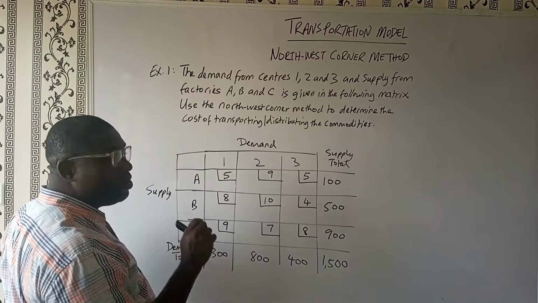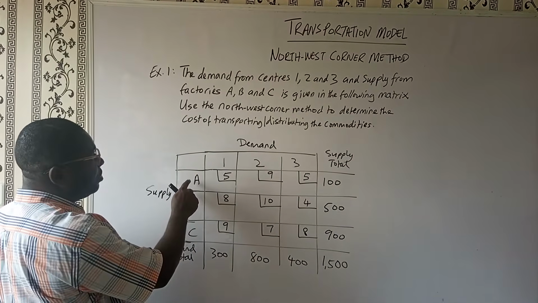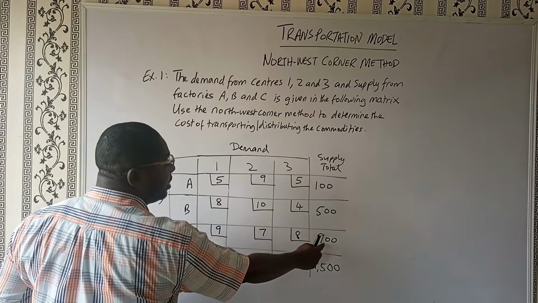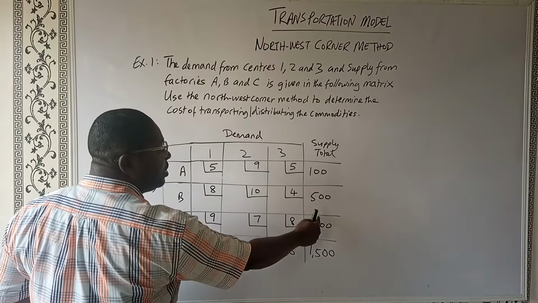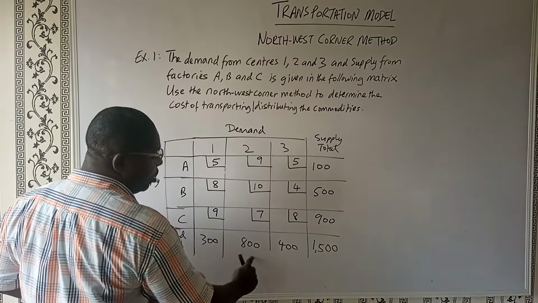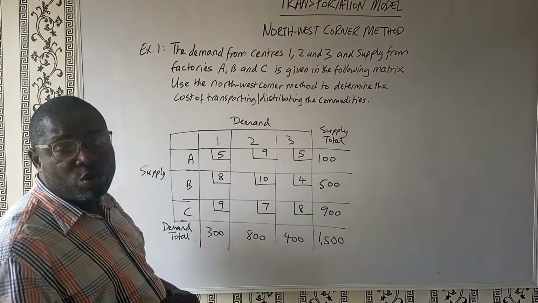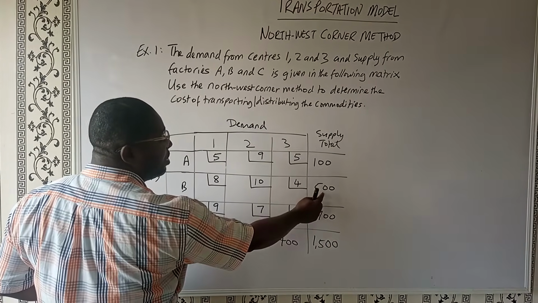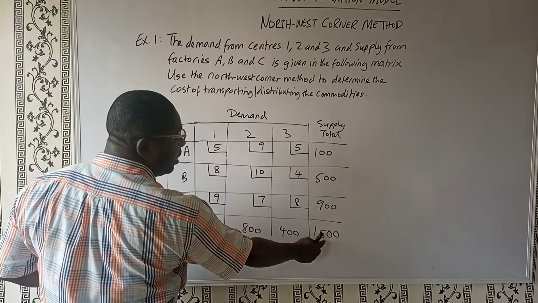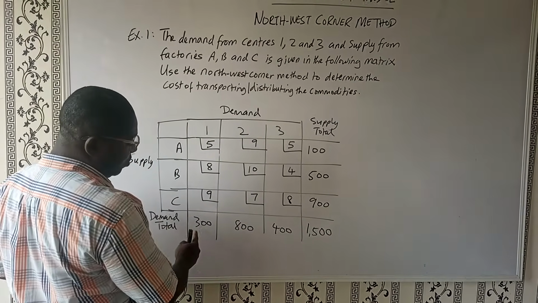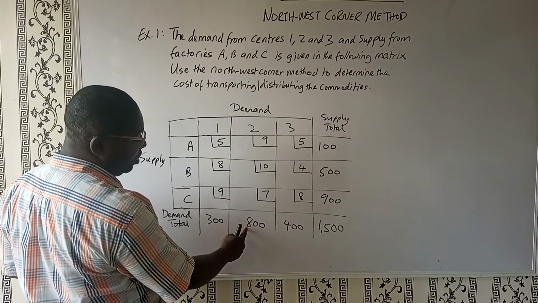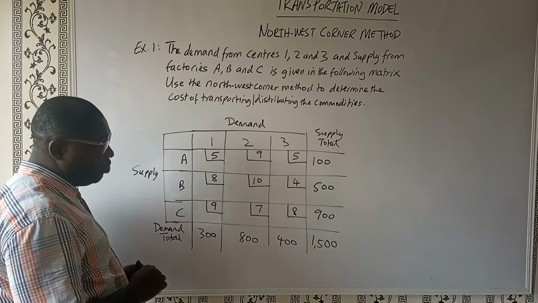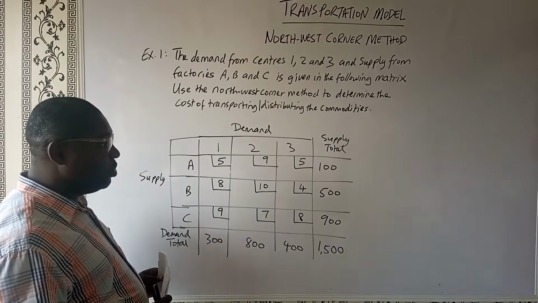And then you also have the volume of supply from factories A, B, and C, which are 100, 500, and 900. If you sum these values, it should give you the same amount as the demand values for the transportation model to work. If you add these values, 100 plus 500 is 600, 600 plus 900 will give you 1,500. The same way here, 300 plus 800 is 1,100, and 1,100 plus 400 will give you 1,500. So we have our model given here.